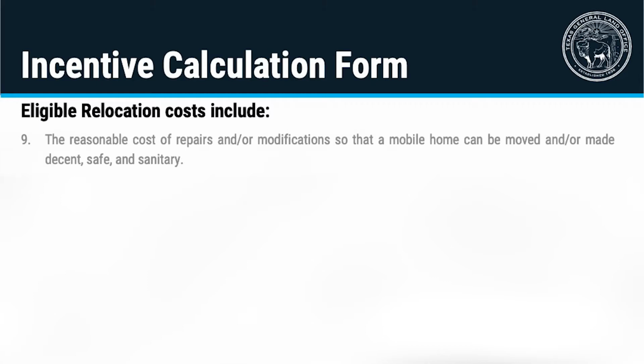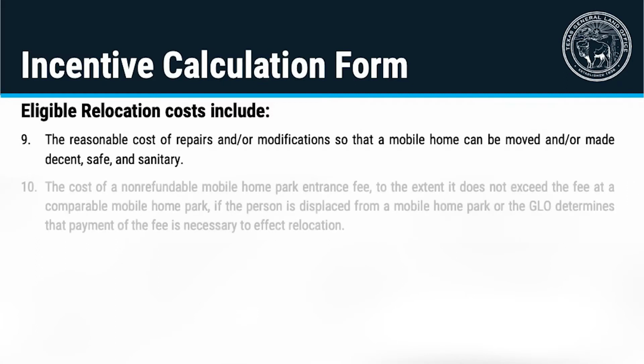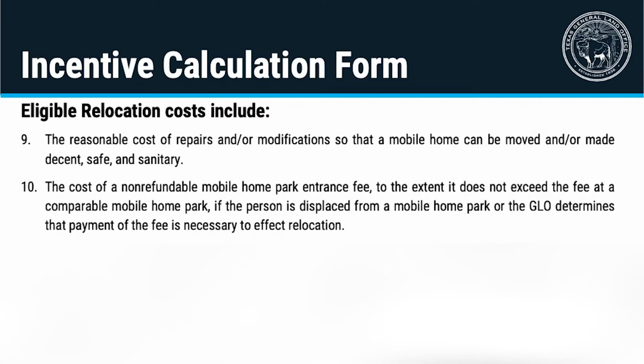The reasonable cost of repairs and/or modifications so that a mobile home can be moved and/or made decent, safe, and sanitary. And finally, the cost of a non-refundable mobile park entrance fee to the extent it does not exceed the fee at a comparable mobile home park if the person is displaced from a mobile home park, or the GLO determines that payment of the fee is necessary to effect relocation.